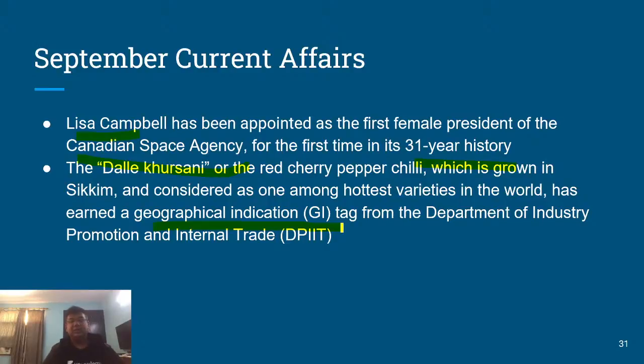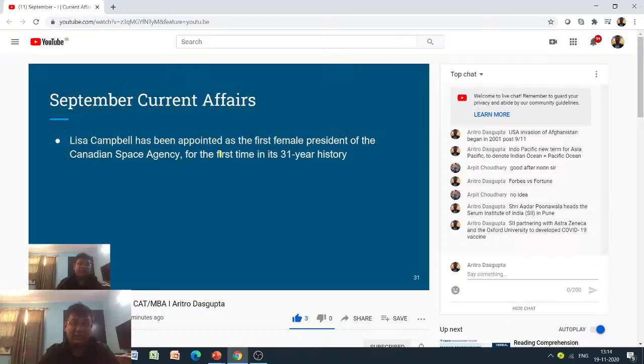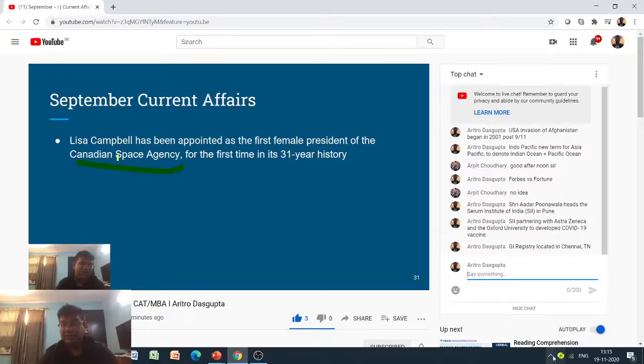other. This has earned a geographical indication tag from the Department of Industrial Promotion and Internal Trade, which is the DPIIT. This is the body which can be one of the recommenders of the GI tag. Although the final tag is provided by a GI registry, I'll just write it down again. GI registry located in Chennai, Tamil Nadu. That's the registry, of course.